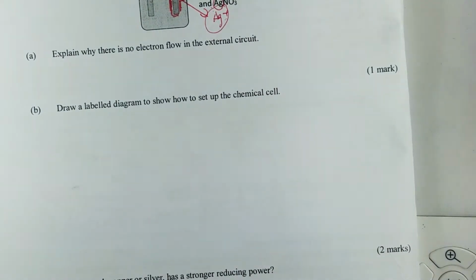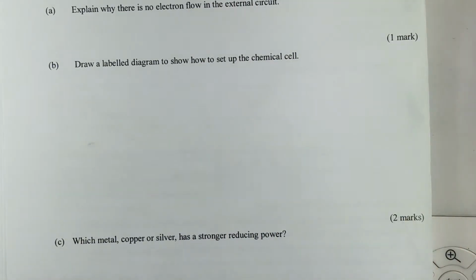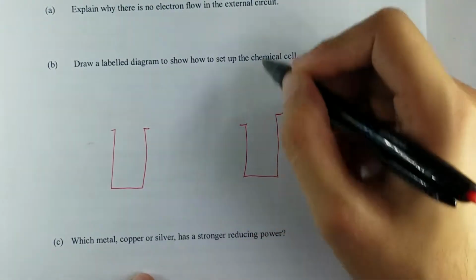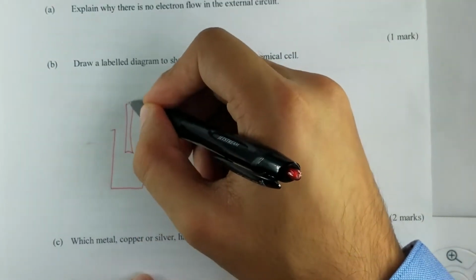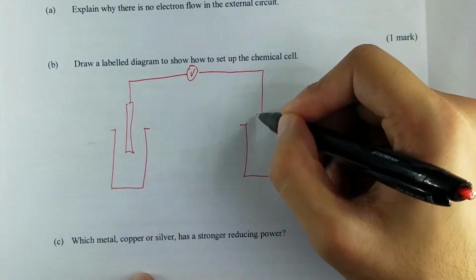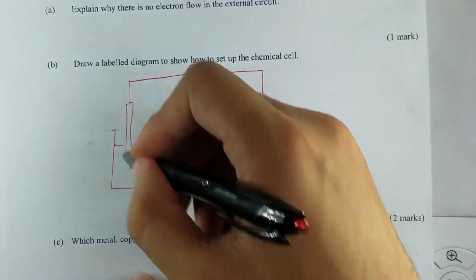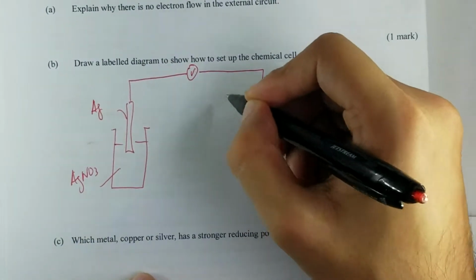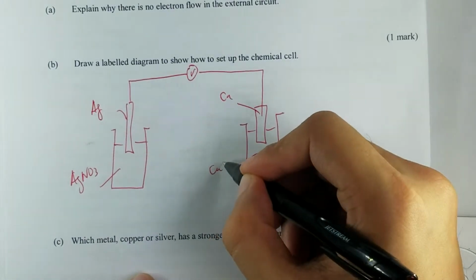Draw a labeled diagram to set up the chemical cell. I was really surprised to see nearly 70% of you were not able to draw it accurately in terms of the setup. What I usually got was, I have 2 beakers, that is good. You're separating 2 mixtures and the 2 metal rods. And then let's say this one is Ag, silver, and this will become Ag nitrate. This one will be copper, and this will be copper nitrate.